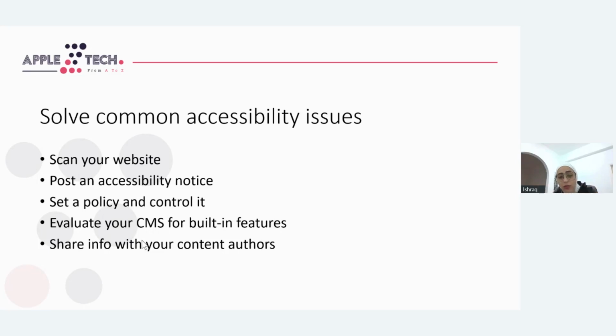And sharing that information with content authors, as mentioned, make sure that whatever process you end up doing, whatever direction you're going with, everyone on your team is aware of that. It's not only your dev team, it's not only your QA team, but your content team as well is a huge part of that.